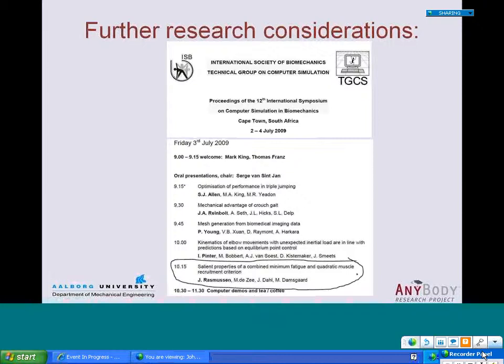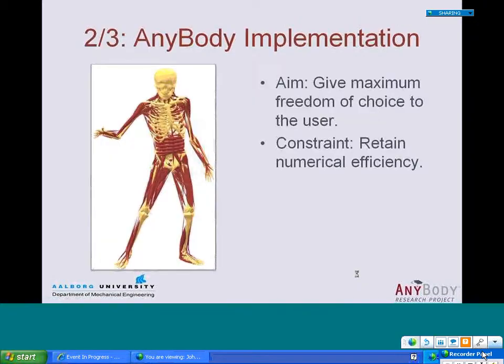That was the theory behind it. Now I want to talk a little bit about how we implemented this into the AnyBody modeling system. And there are basically two aims that we try to meet by this implementation. The first one is that we want to provide the maximum freedom of definition of the muscle recruitment criterion to the user. And this is basically a never-ending task. We keep enhancing the system all the time, and we keep implementing newer and better algorithms in the system all the time. And as time passes, we get more and more algorithms and more choices for the user.